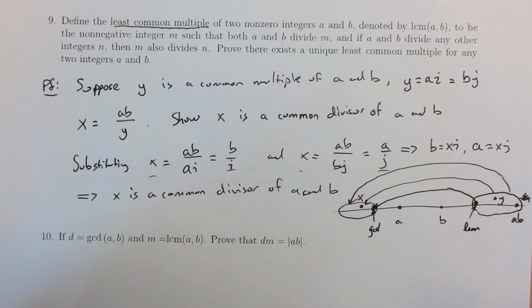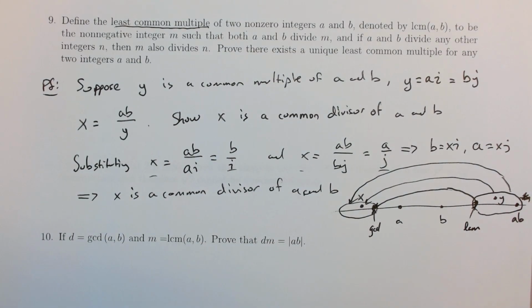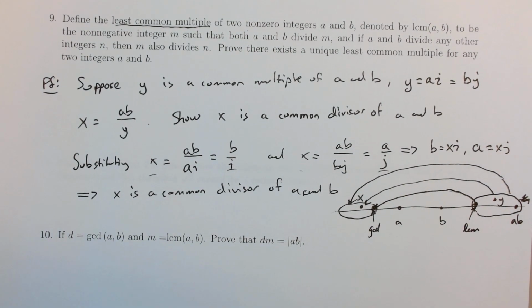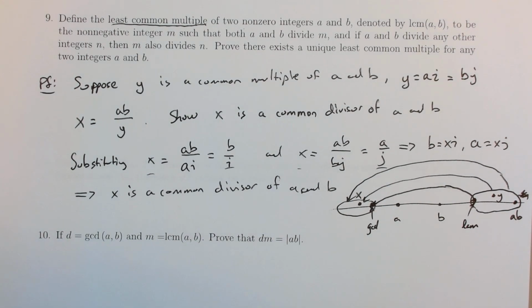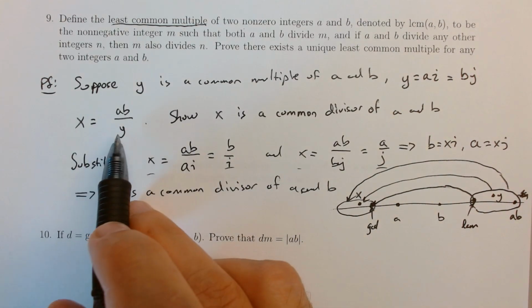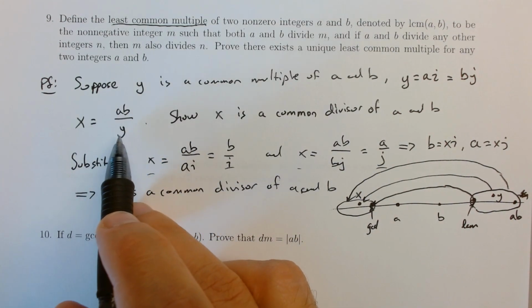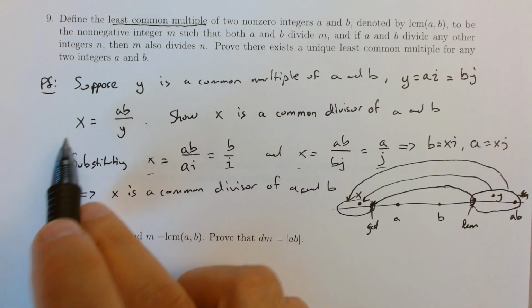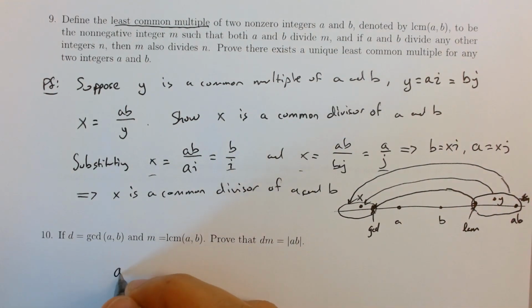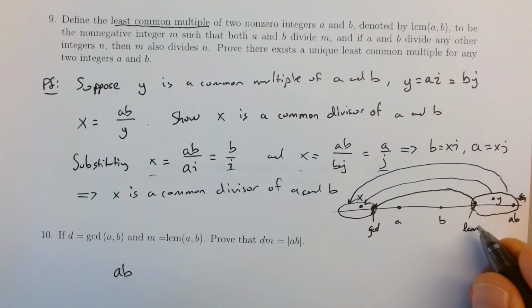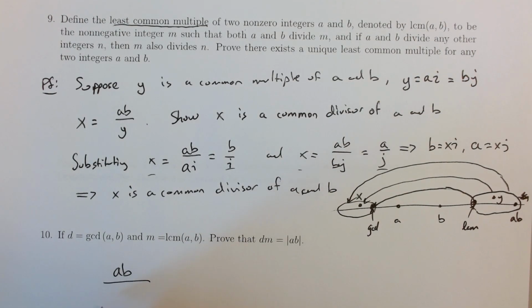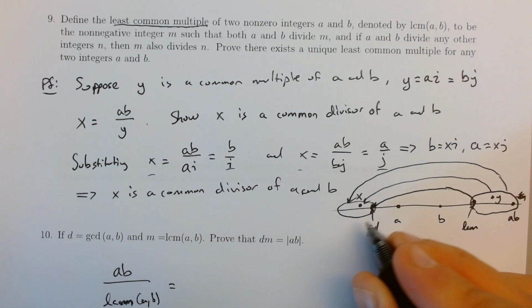You can make a more formal argument. Suppose you have two least common multiples, that would correspond to two greatest common divisors, which is a contradiction. But you can see that this mapping that takes ab over the common divisor to give me a common multiple, that would mean ab over the least common multiple gives me the GCD.